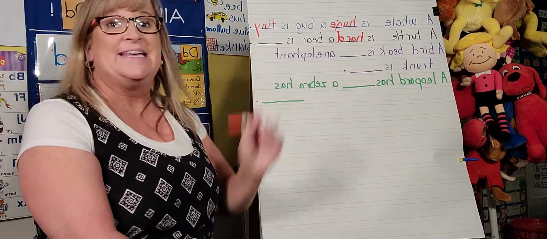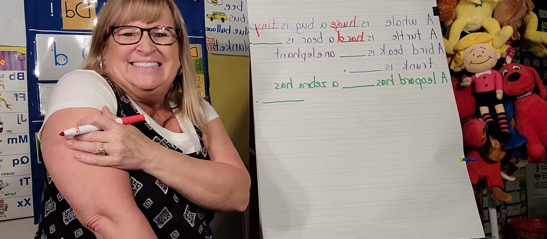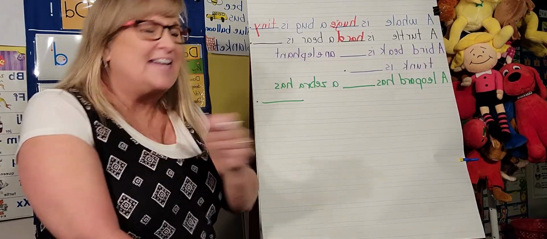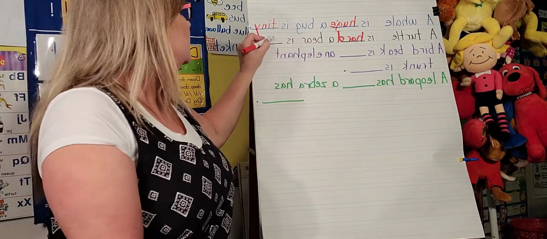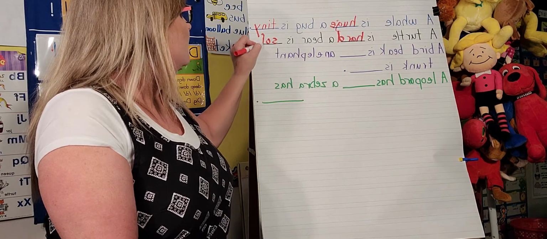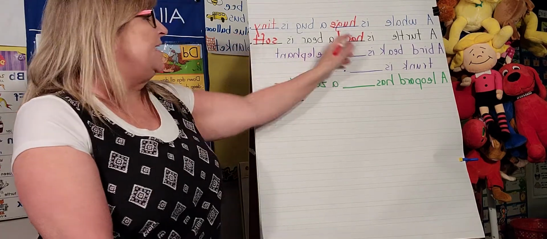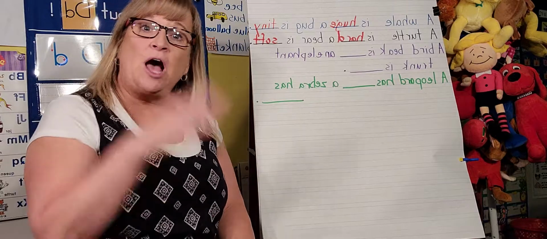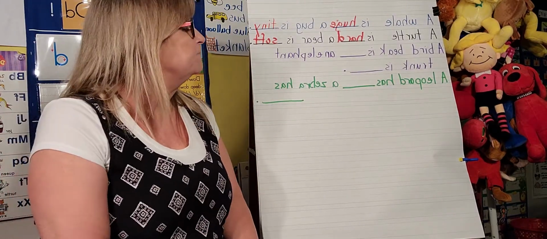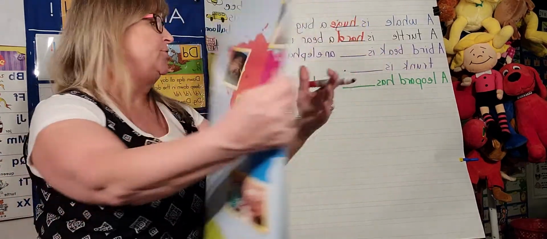A bear is, what's the bear's fur like? So soft, right? Soft and cuddly, so we'll put soft. A bear is soft. So those are antonyms, hard and soft. Those are opposite antonyms. All right, let's do the bird.